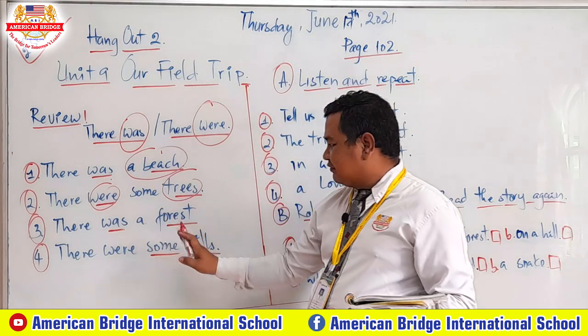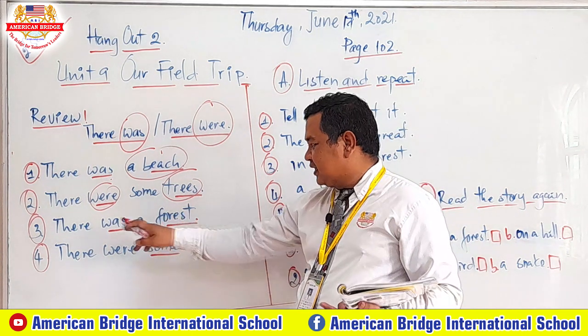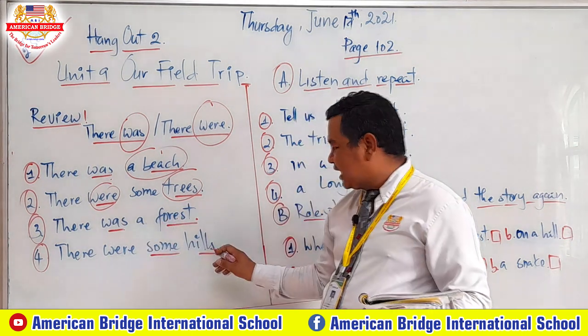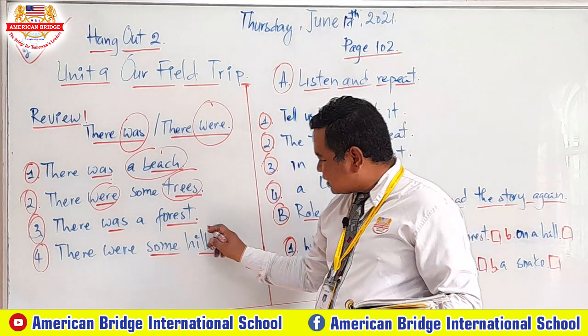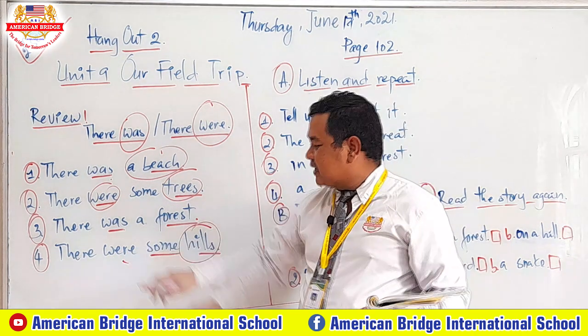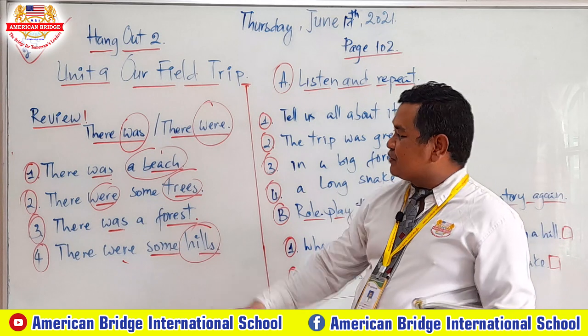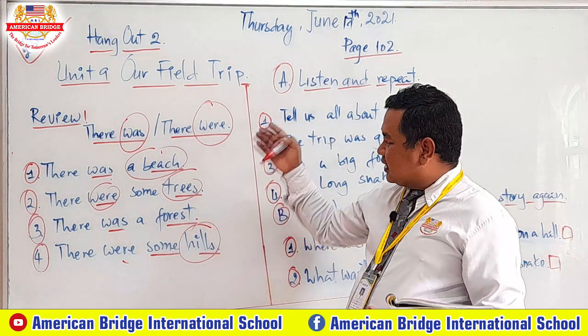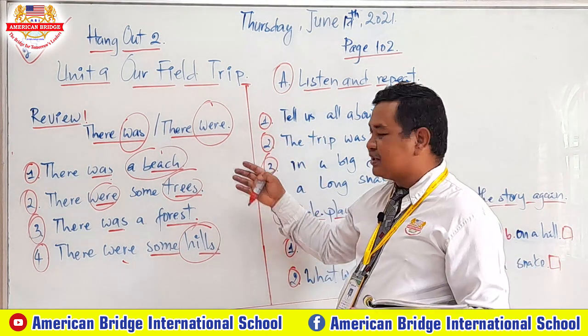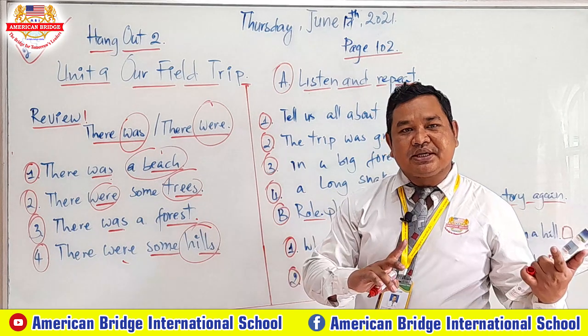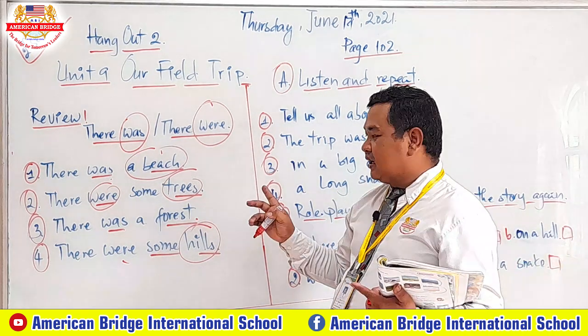And then there was a forest. Can you see forest? There was. And then there were some hills. This one is a hill, so some hills, this one is there were because of some. So this one says about there words and verbs. There was is used in singular and there were is used in plural.